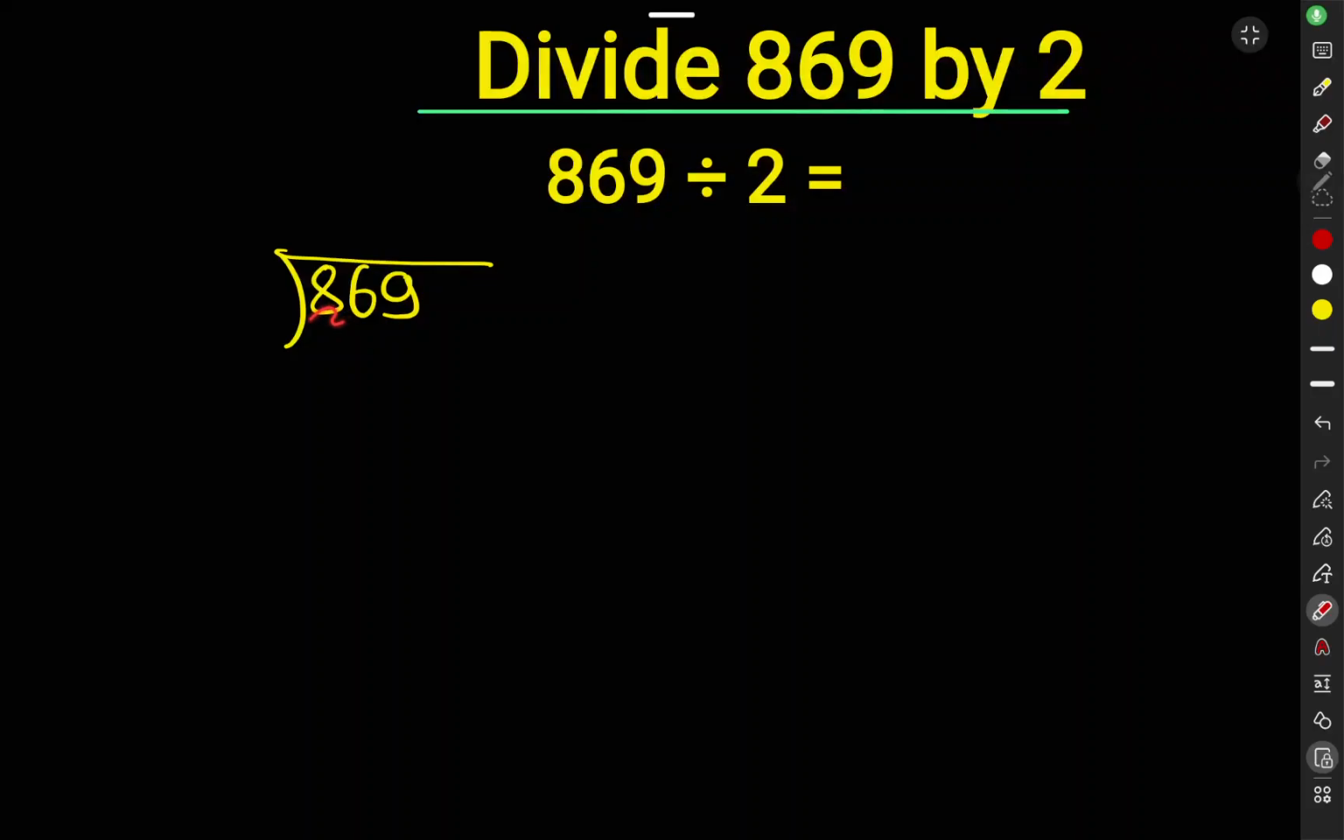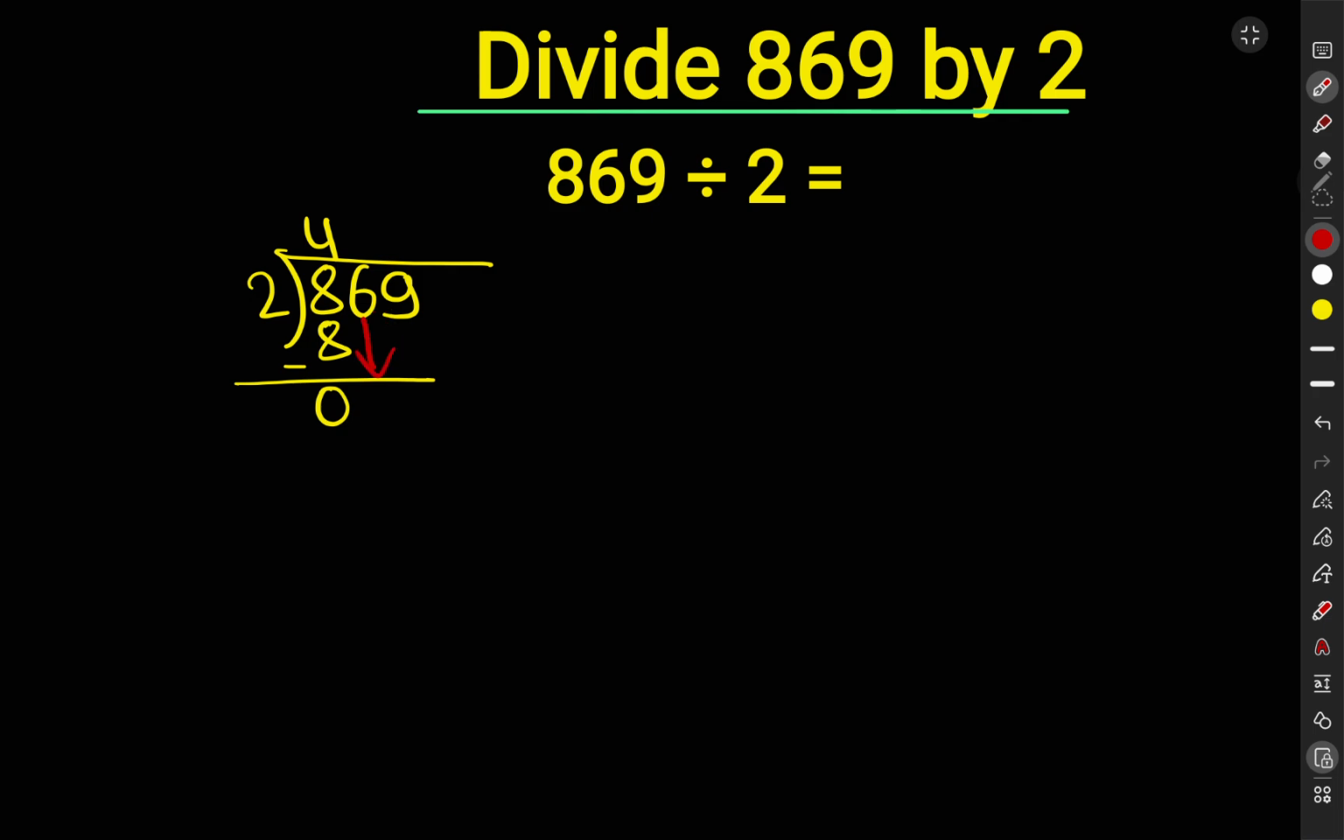We divide 869 by 2 in a long division method. So 2 times 4 is 8. On subtracting we get 0.